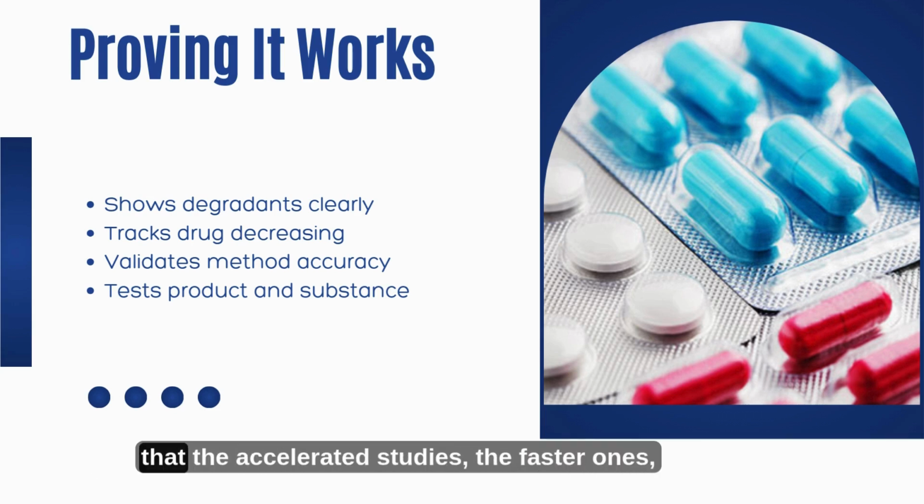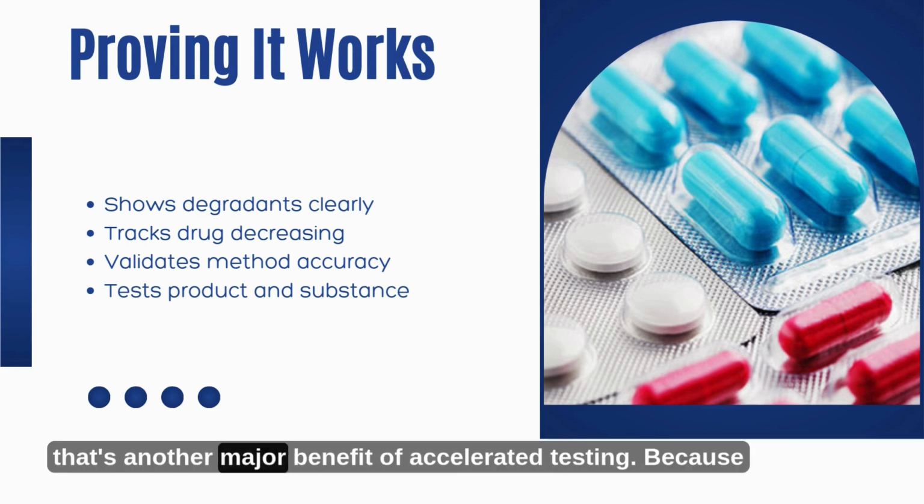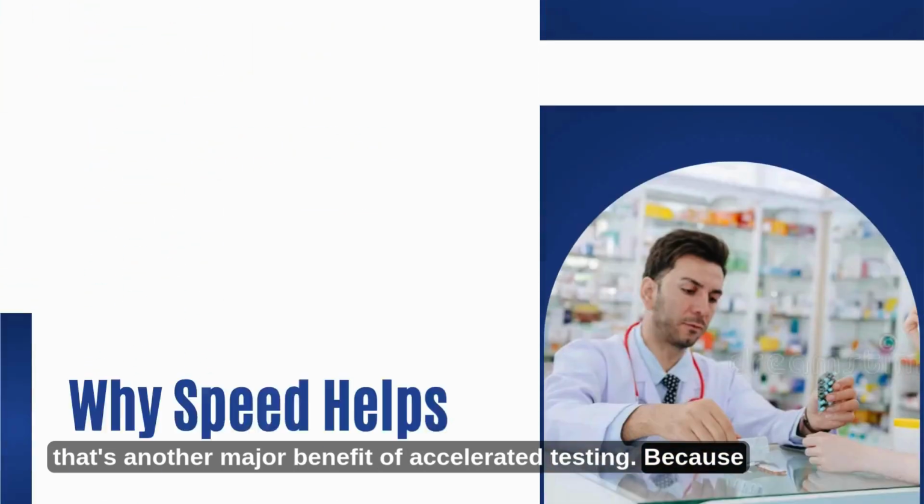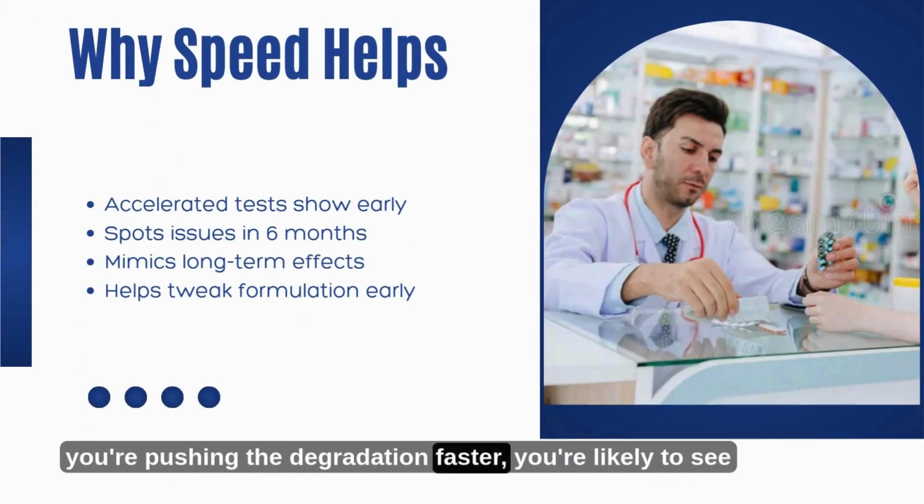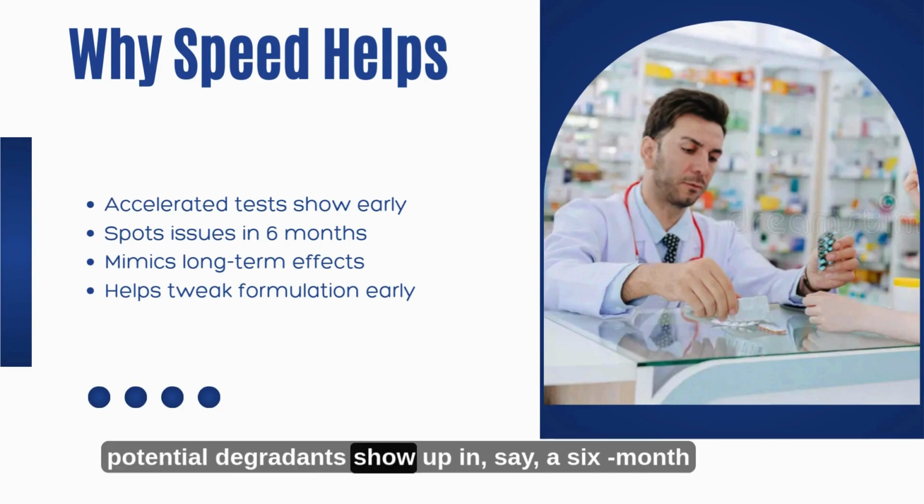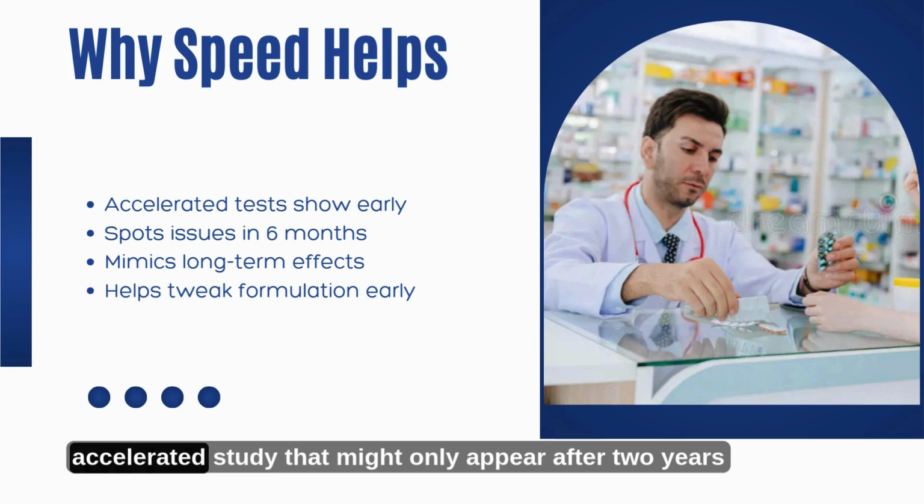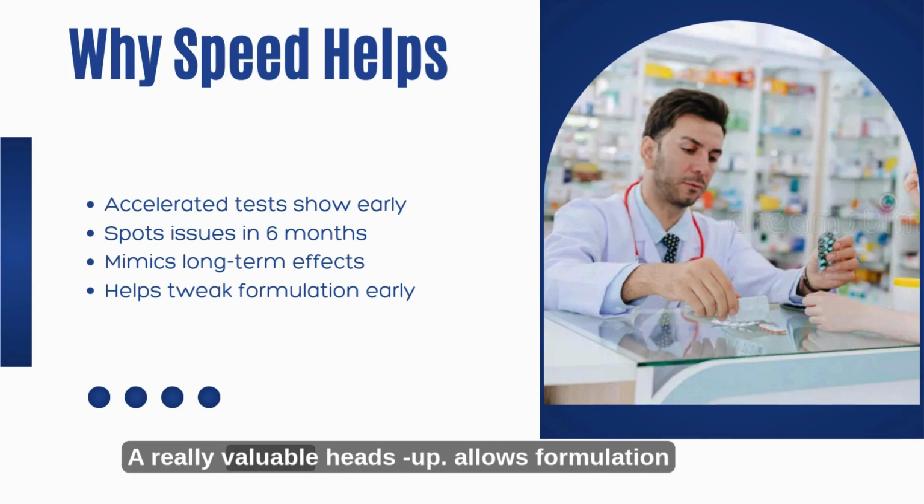And you also mentioned earlier that the accelerated studies, the faster ones, are good for finding these degradants early. Yes, that's another major benefit of accelerated testing. Because you're pushing the degradation faster, you're likely to see potential degradants show up in, say, a 6-month accelerated study that might only appear after 2 years in real-time conditions. So it gives developers a heads up. A really valuable heads up.